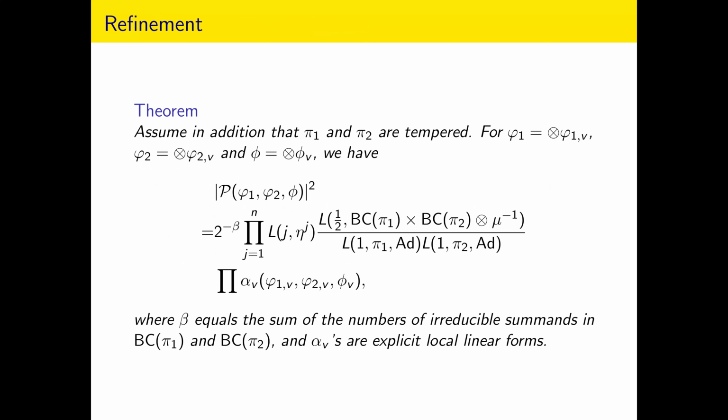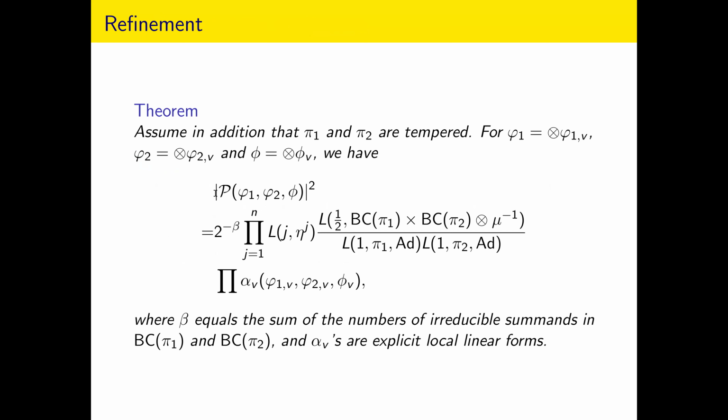There's a more precise, refined form of the conjecture. For this one, we have to assume that pi 1 and pi 2 are tempered. So in the tempered case, we can actually say much more because we can get the exact value of the period.